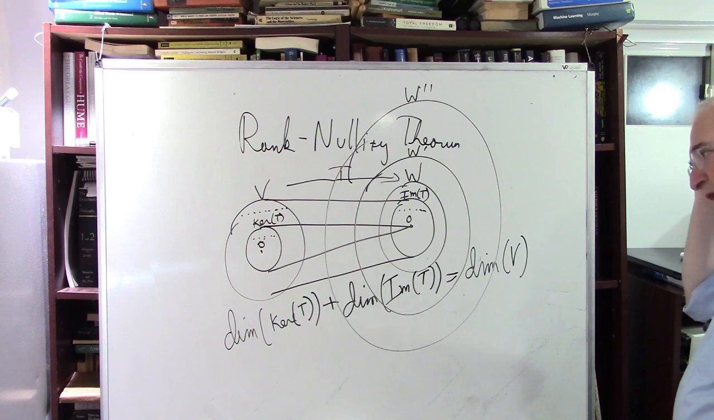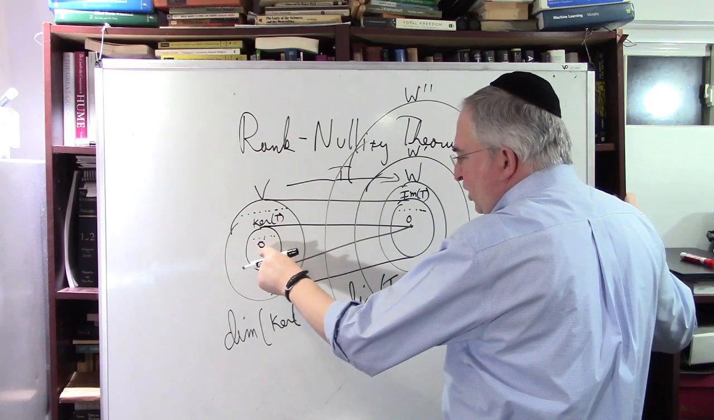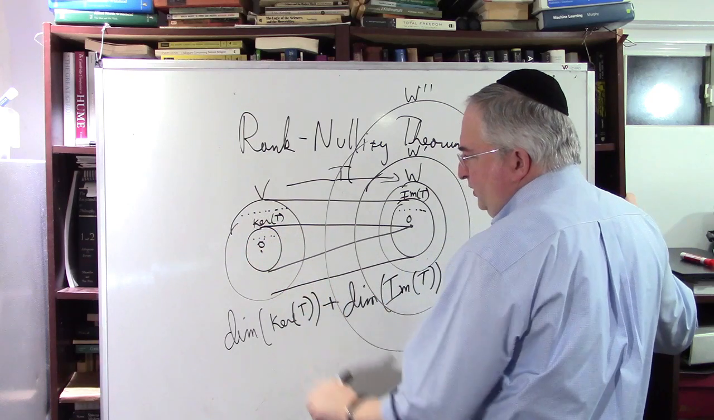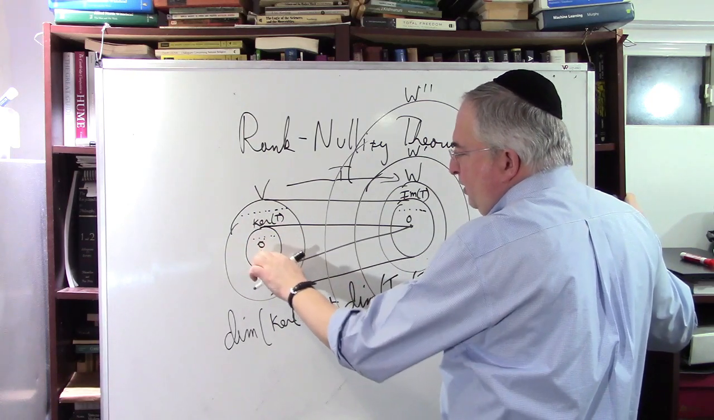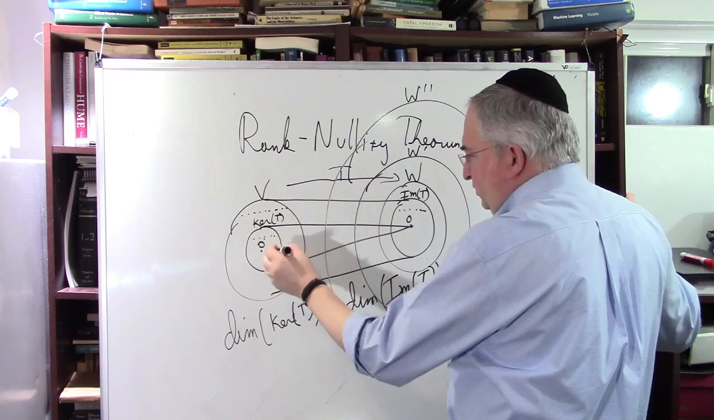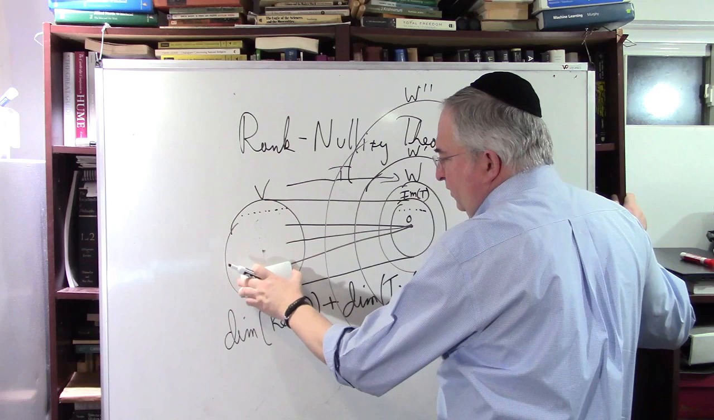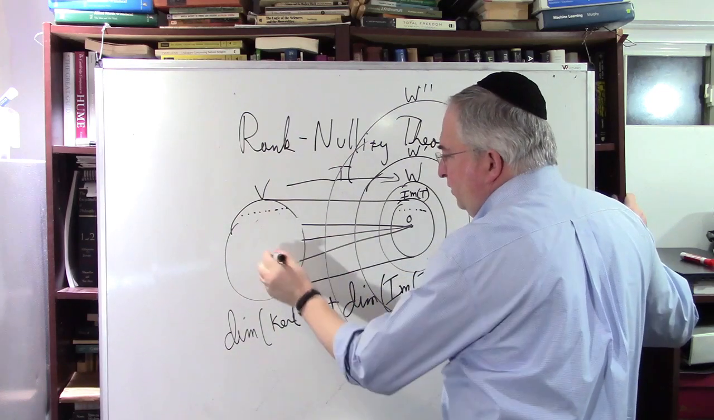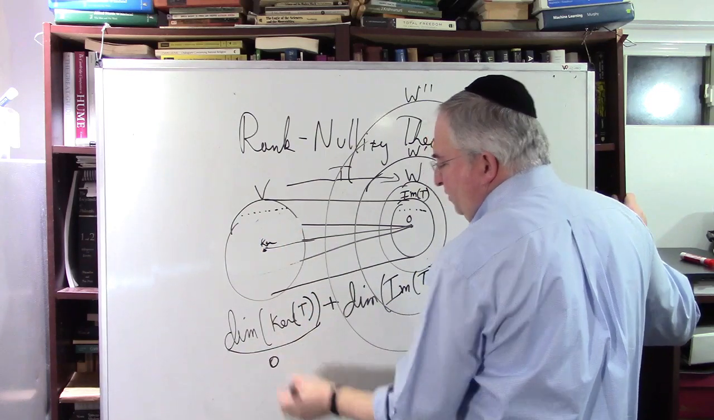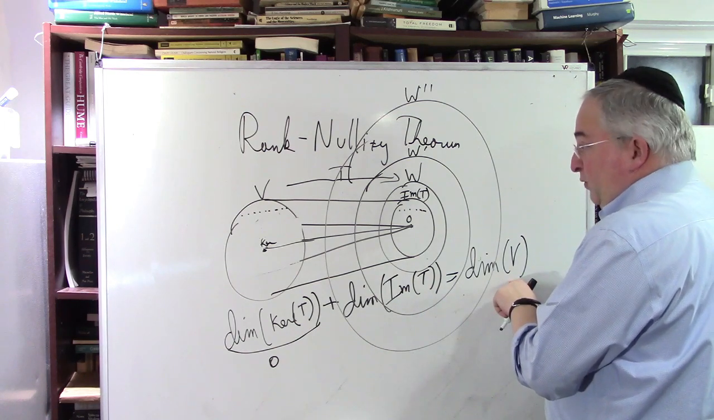Okay, let's take a special case of this. What happens if the kernel is just 0? That's the world's smallest kernel. This shrinks to one point, which has dimension 0. So then we're not dealing with this, we're just dealing with that. The kernel would be trivial, very small, just one thing here. So this would go to 0, and the dimension of the image of T would be the dimension of V.